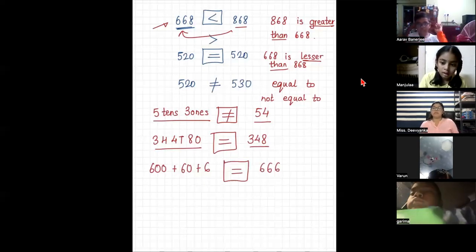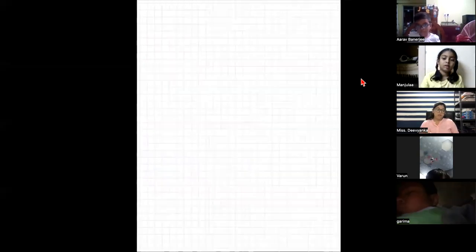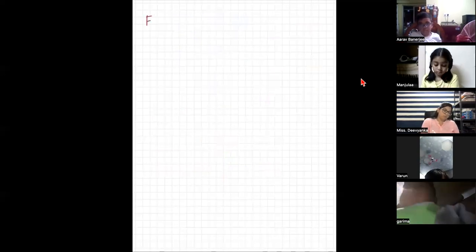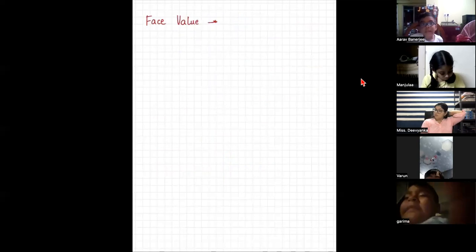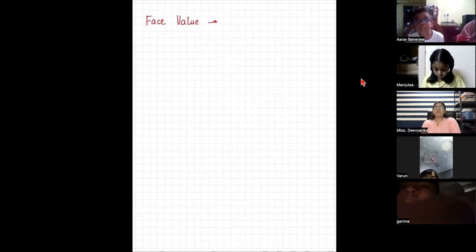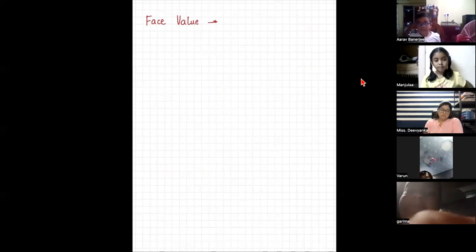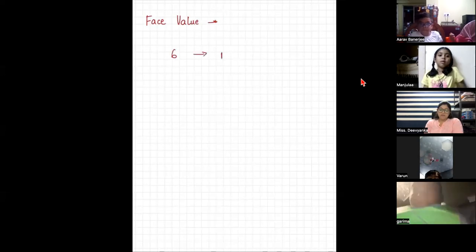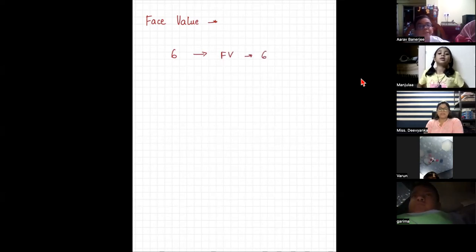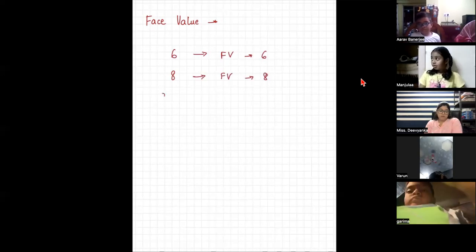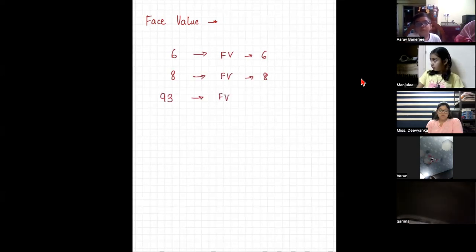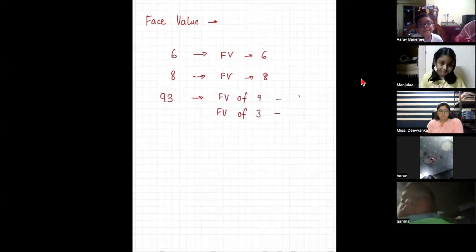So did we understand greater than and lesser than numbers? Yes. Okay. Now let's understand the face value. Till now we were working with place value. Now what is face value? It is the face of the number, the digit itself, right? If I'm writing number 6, the face value is 6 only. For number 8, the face value is 8. If I'm writing a two-digit number, 93, what is the face value of 9 and of 3? 9 and 3.